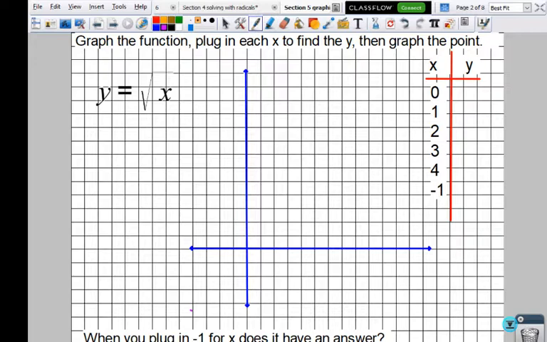Alright. So, I accidentally started in the wrong order, but that's fine. I should have started with 0 instead of 1. But when I plug in 0, I get 0. When I plug in 1, I get 1. And then I get a couple decimals, 1.4, 1.7.